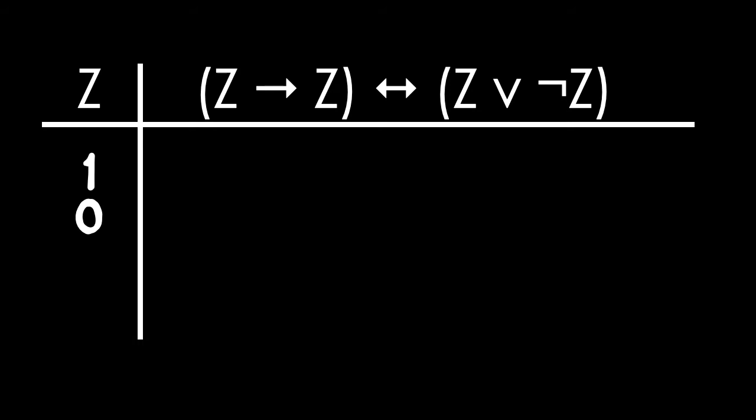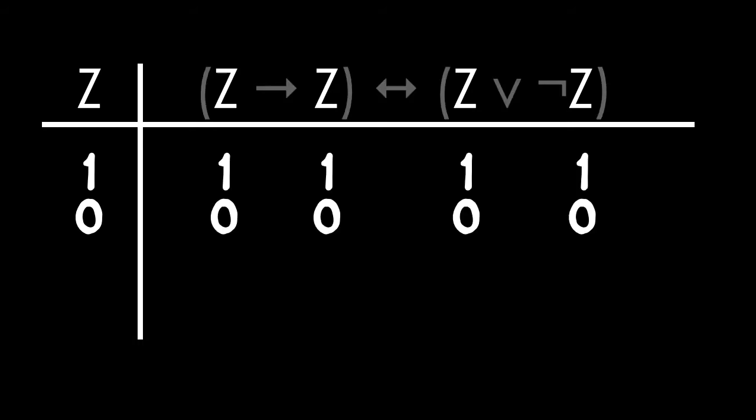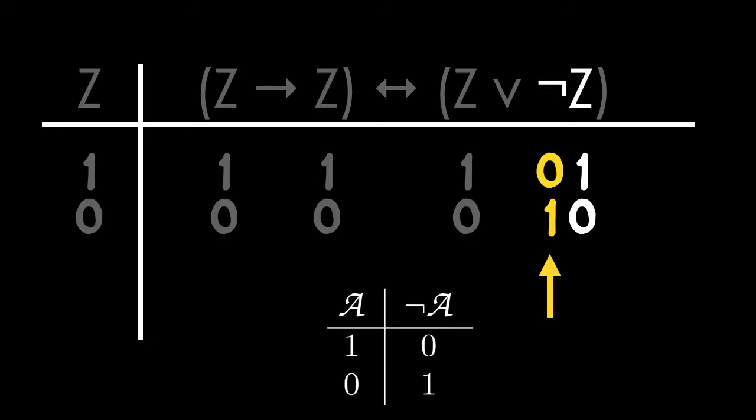So we start the truth table with two rows, one for each possibility. If Z is true, then it's true everywhere that it shows up in the sentence. So Z has a value of 1 on the first row. And on the second row, it's got a value of 0 everywhere it appears in that row. We focus on the smallest parts first, like not Z. It gets a value of 0 when Z gets a 1, and 1 when Z gets a 0.